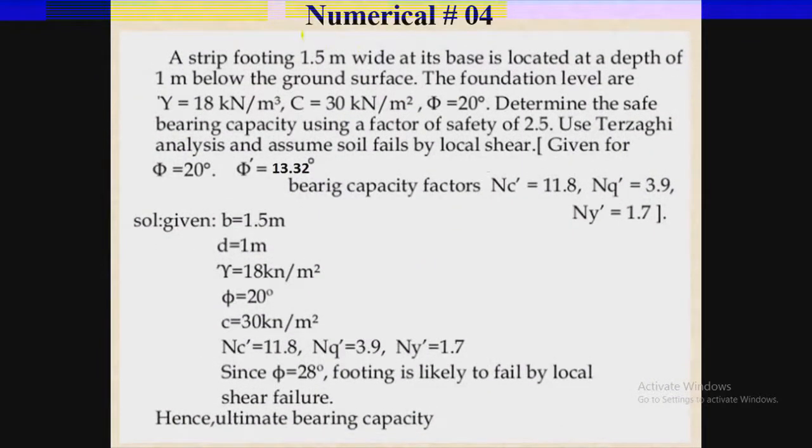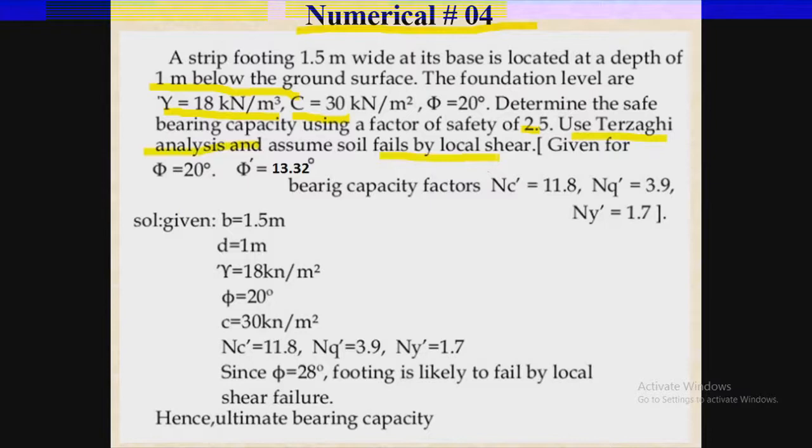Numerical number 4. A strip footing 1.5 meter wide at its base is located at a depth of 1 meter below the ground surface. The foundation soil has gamma 18 kilonewton per cubic meter, cohesion is 30 kilonewton per meter square, phi is 20 degree. Determine the safe bearing capacity using a factor of safety of 2.5. Use Terzaghi analysis and assume soil fails by local shear failure.